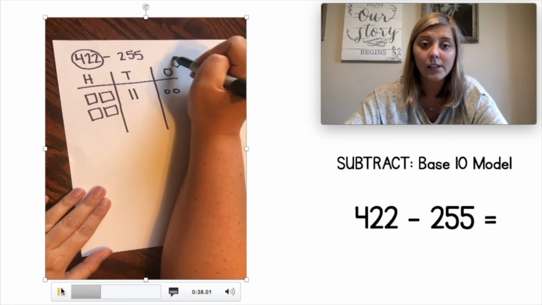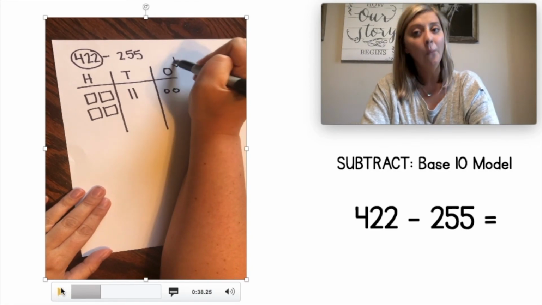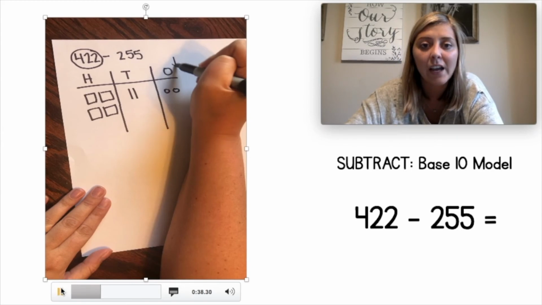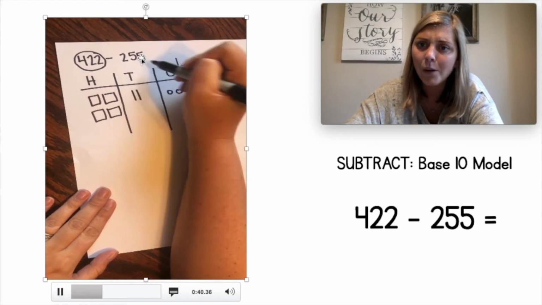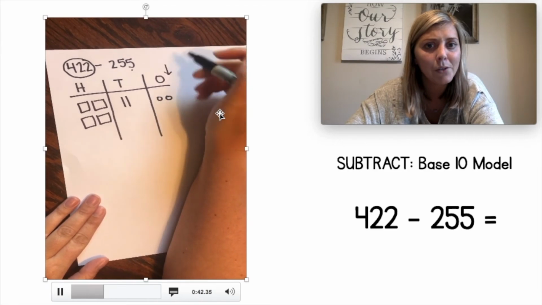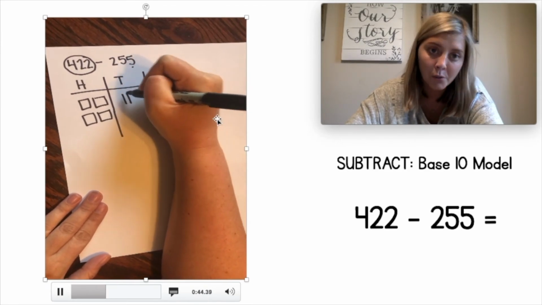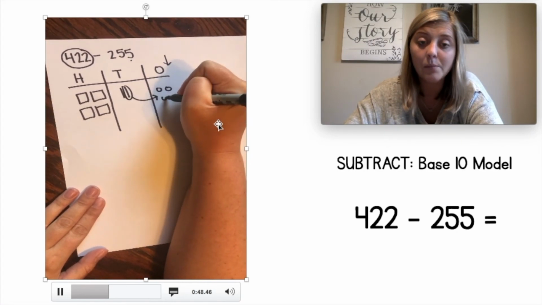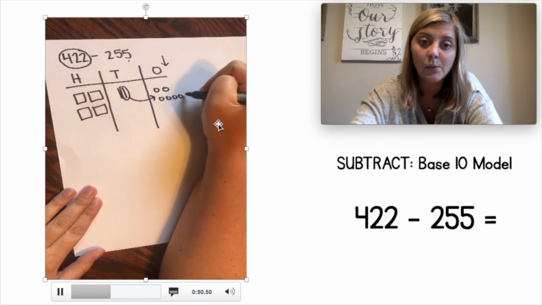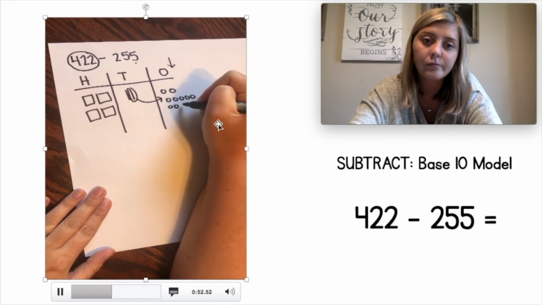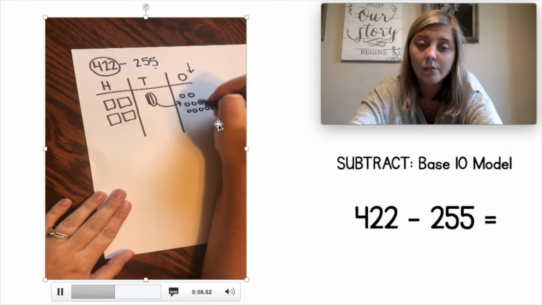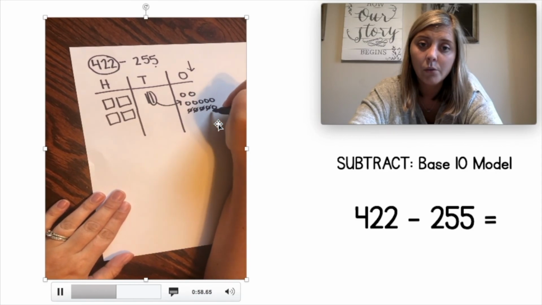Now I'm going to subtract, and I'm going to start at my ones place because it's a base 10 model. Starting at my ones, I have 2 right there, but I need to take away 5. Can I do that? Nope, I'm going to have to go next door and get 10 more. So that 10 comes over to the ones place. We're going to unbundle it as we regroup. And now we can take away 5: 1, 2, 3, 4, 5.